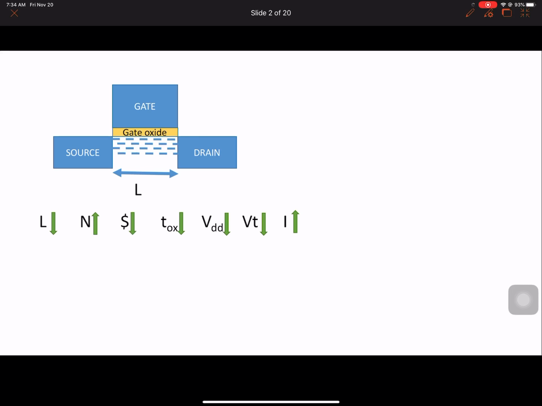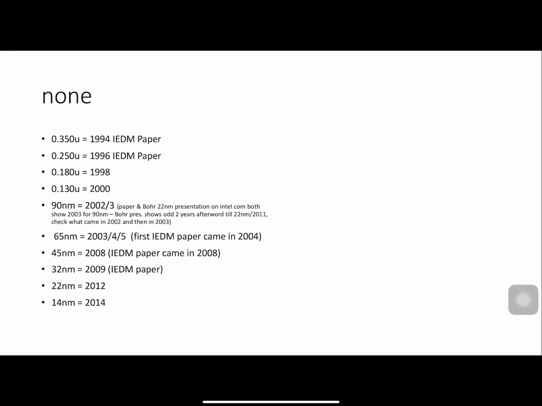So if you take a look, this was the slide I created a while back. I looked at all the IEEE papers from Intel, and what the details of each process node were. For example, this is where I started: 350 nanometer, or 0.350 micron. And then I started seeing that every 2 years Intel came up with the publication of another node.